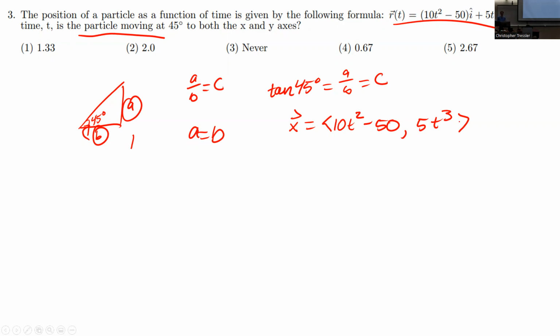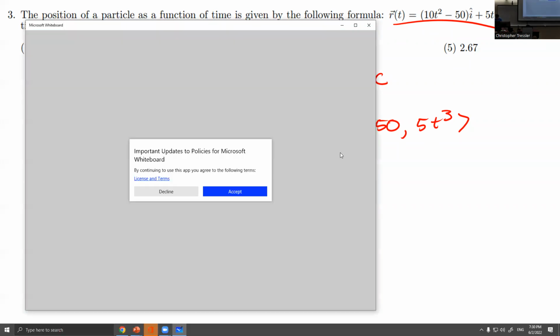Now, what is velocity in calculus terms, in terms of displacement? The derivative. So what we're going to do for this problem is first find the velocity function by taking the derivative of the x. So velocity is equal to, now what's the derivative of 10t squared minus 50? And we're doing this with regards to time, so keep that in mind. 20t.